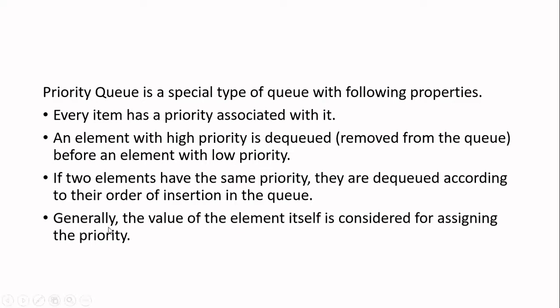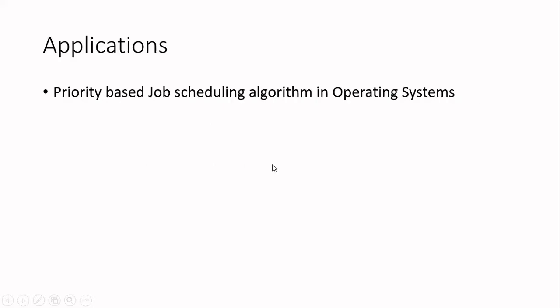Generally, in case of the priority queue implementation, sometimes they will have a separate field for indicating the priority, and sometimes the value of the element itself will be considered as priority. There are two different ways of implementing priority queue, but we are not going to focus on the implementation.